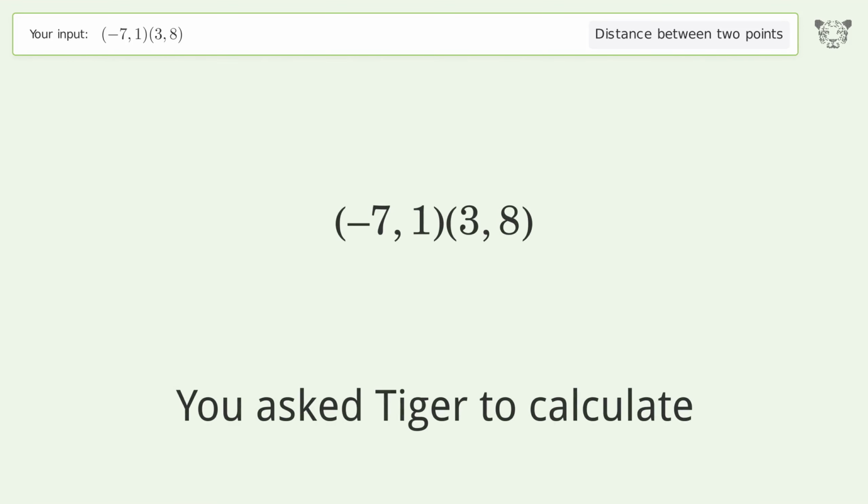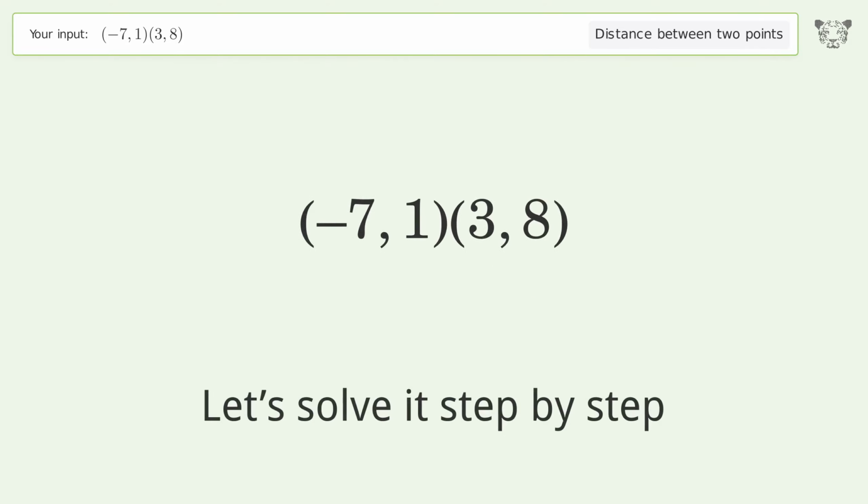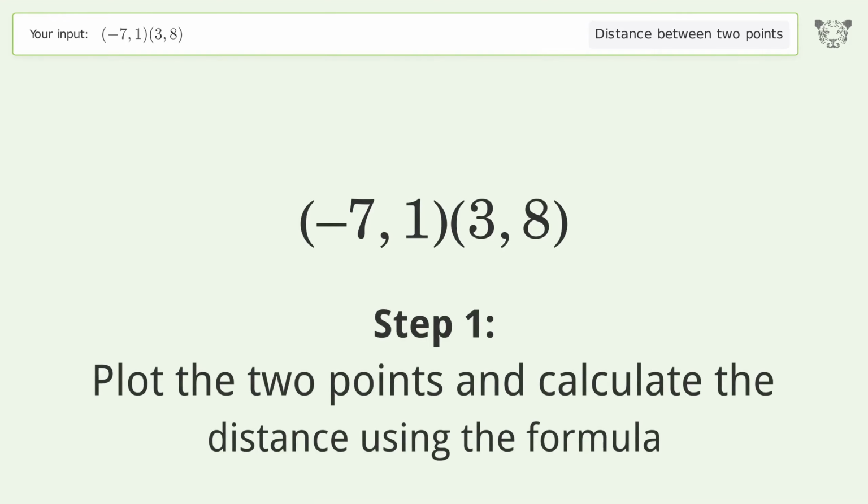You ask Tiger to calculate. This deals with the distance between 2 points. The distance between the 2 points is the square root of 149, or 12.207. Let's solve it step by step. Plot the 2 points and calculate the distance using the formula.